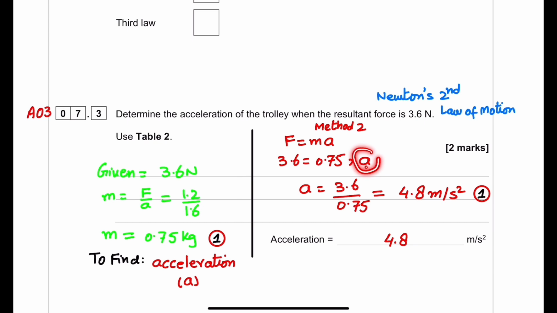We will make a the subject. Therefore, we divide 3.6 by 0.75. With the help of the calculator, the answer is 4.8 meter per second square. Students can use either method, whether by the ratio and proportion method or by calculating the mass first and using Newton's second law.